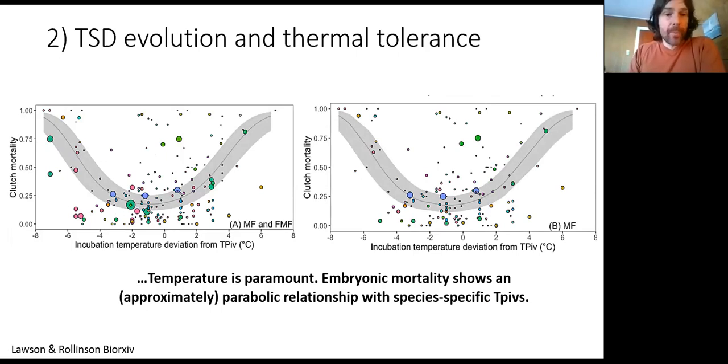With respect to combining the MF and FMF species into one big graph, we see this approximately parabolic relationship with the lowest embryonic mortality around TPIV and probably just below TPIV too. The same is more or less true when we just look at the MF species together. So the further you get away from TPIV on either side, the worse things get. But it seems like it might be especially the case above TPIV.